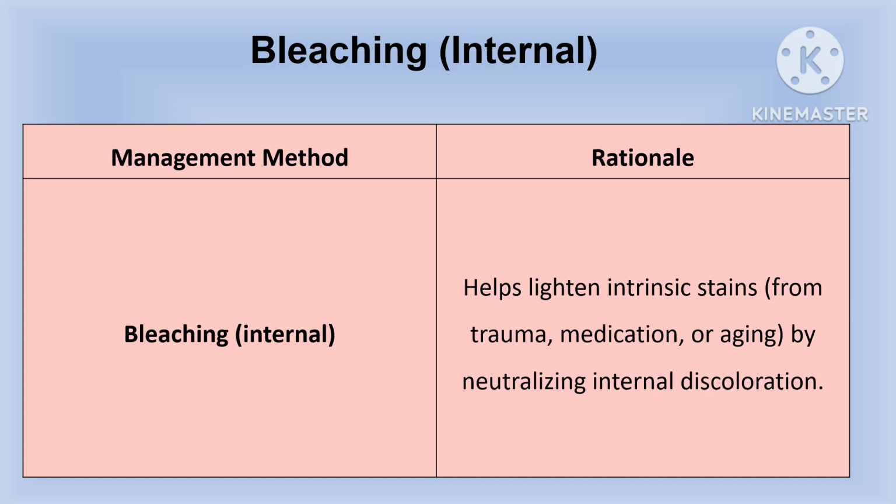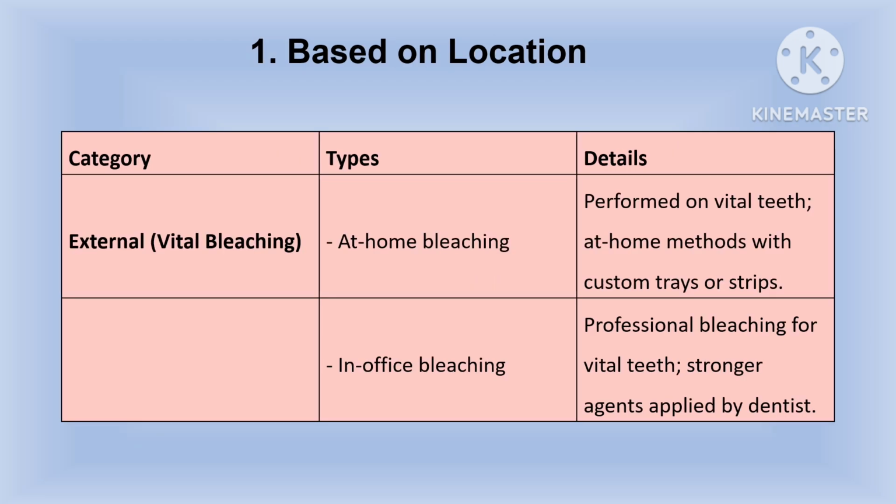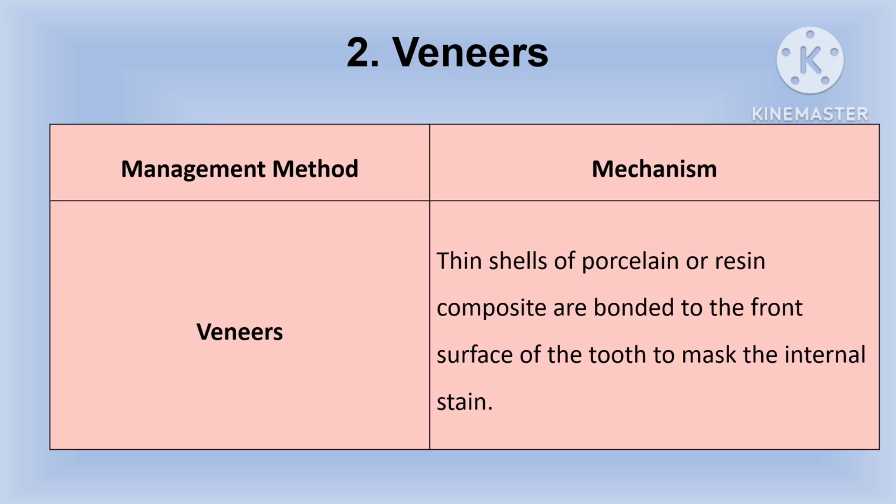External or vital bleaching targets a vital tooth which has not undergone root canal treatment. This bleaching process can either be done at home or at a dental office. At-home bleaching typically uses custom trays, while in-office bleaching involves stronger bleaching agents applied by a professional.